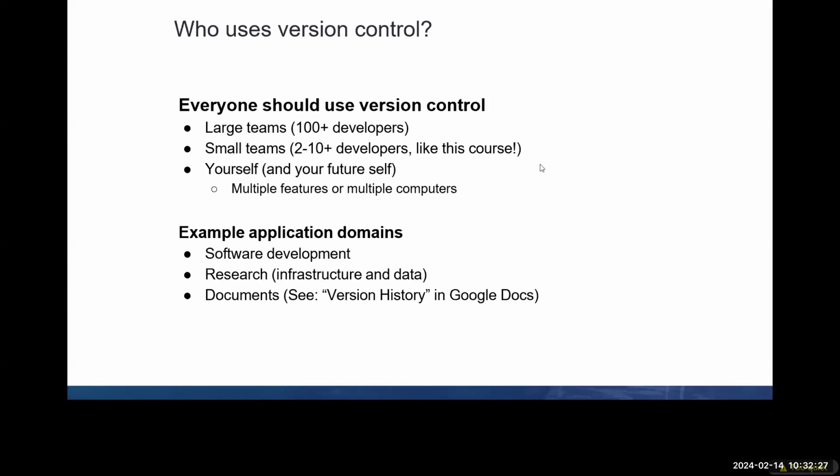So who will use version control? Everybody can use it. It can be used with large teams of 100 developers or more, with small teams between 2 and 10 developers, and by yourself. Actually, it's not for this course, because the project was to be done by a team, but I just switched it to only one person. But even if you are working by yourself, think of your future self, because in the future we want you to use Git and version control to optimize your work.